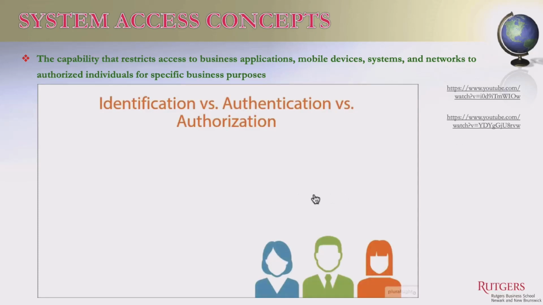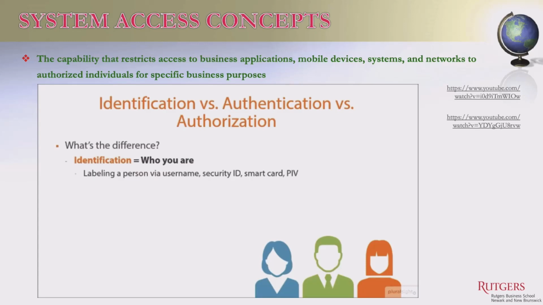Okay, so first and foremost, let's define what the differentiation is between identification, authentication, and authorization. You may or may not be familiar with the terms. Sometimes they're used interchangeably, but there really are three discrete things. So, what's the difference? Identification is who you are. Sounds like a no-brainer, but in a nutshell, that's what it is. And that means basically labeling a person via a username, a security ID, a smart card, PIV, and so forth. We'll cover each of these in more detail in just a few moments. But basically, who that person is, what we label that person as.